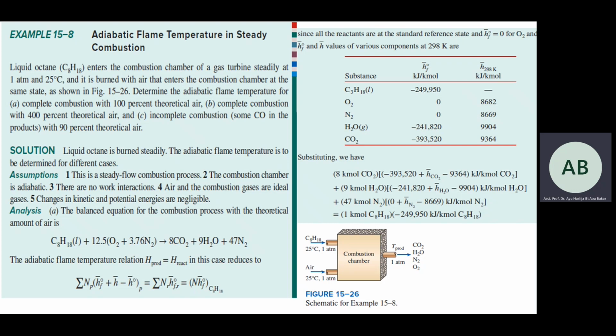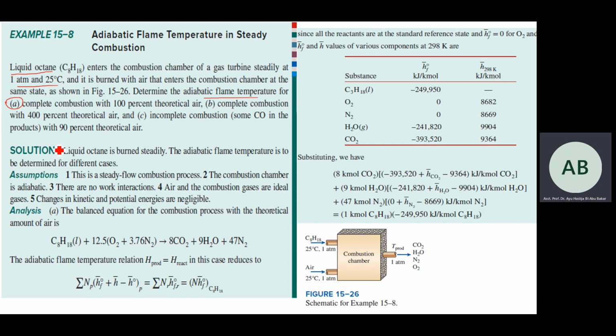So this one is calculating the adiabatic flame temperature. Same example as previous, where it used liquid octane entering at 1 atm and 25 degrees C. It asks you to determine the adiabatic flame temperature. We focus on part A only because I want to explain the alternative method. The rest you can try to do.